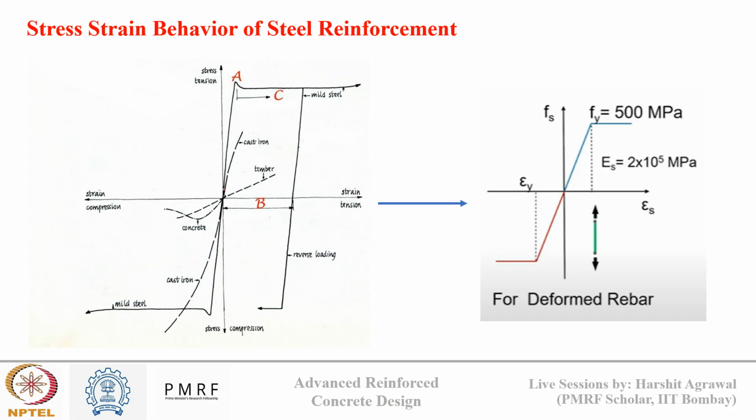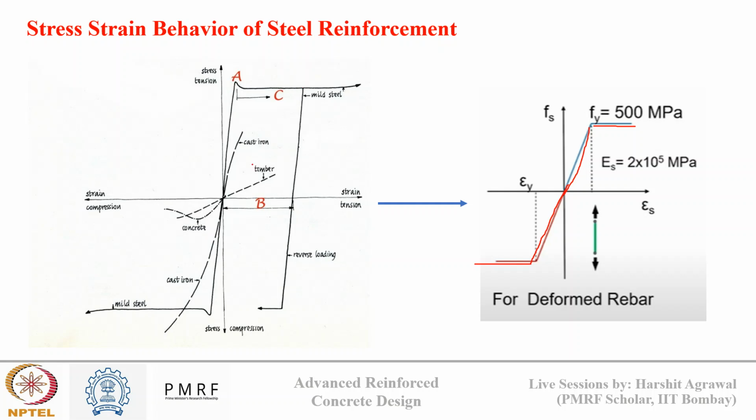For steel in compression and tension, we assume a linear elastic plastic profile. That means that until yielding, the stress will be linearly proportional to the strain, and post yielding, the stress will become constant. This behavior holds true for both compression and tension.